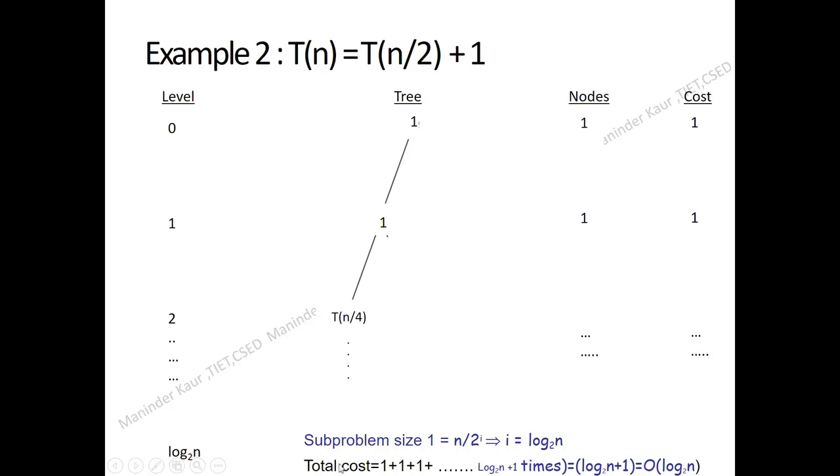Now what is the total cost? The total cost here is 1 being added log to the base 2 of n plus 1 times. So the output for the same is order of log to the base 2 of n.